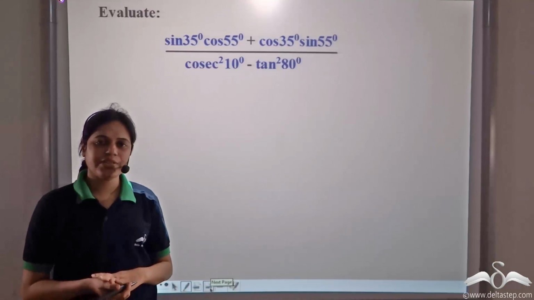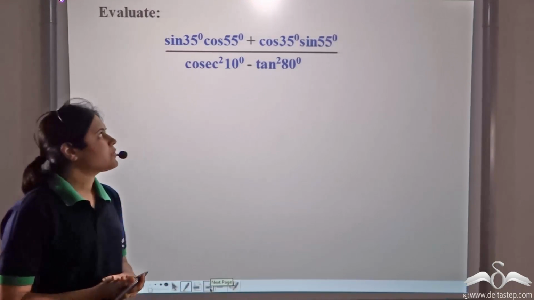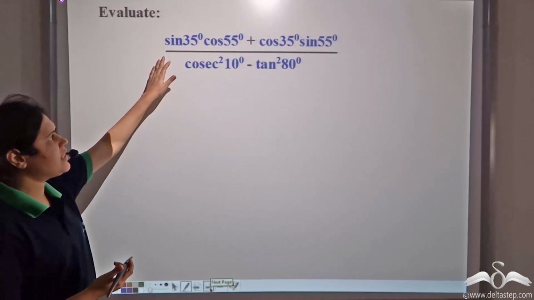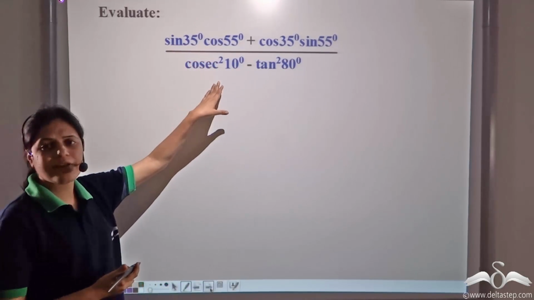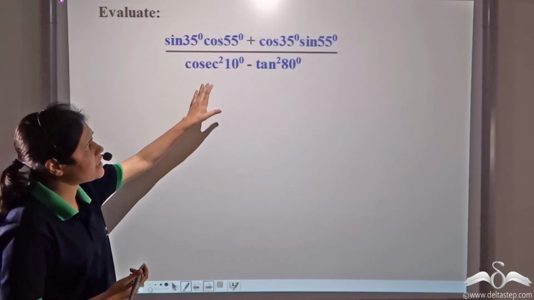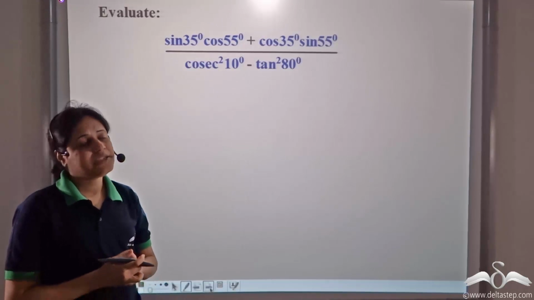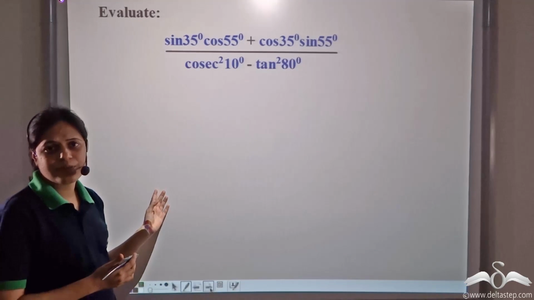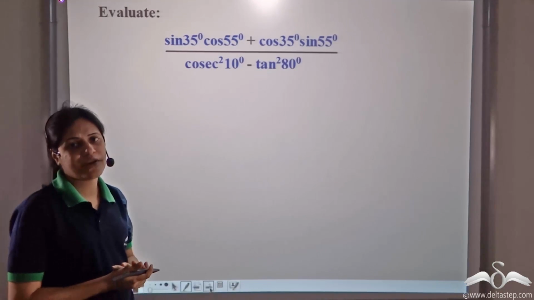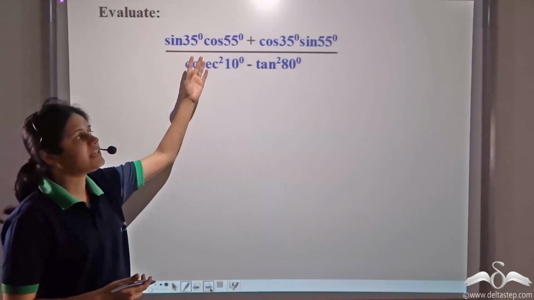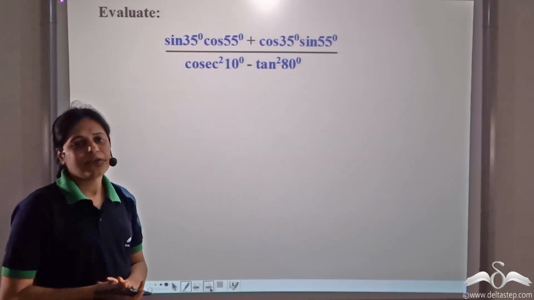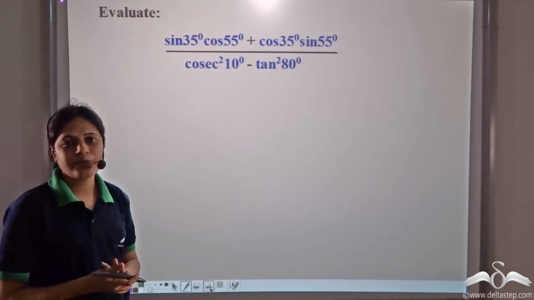Now can you evaluate this expression? Well, we have sine 35 degree, cos 55 degree, cos 35, sine 55, cosec 10 and tan 80. These are not standard angles like 0, 30, 45, 60, 90. So we do not know the values of sine 35, cos 55. Then how do we evaluate it?